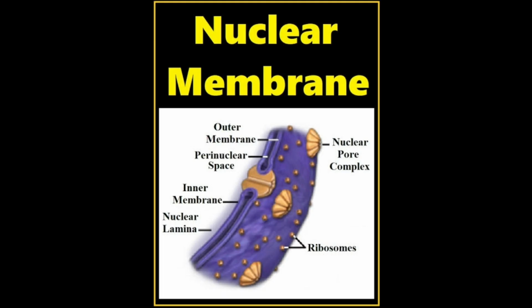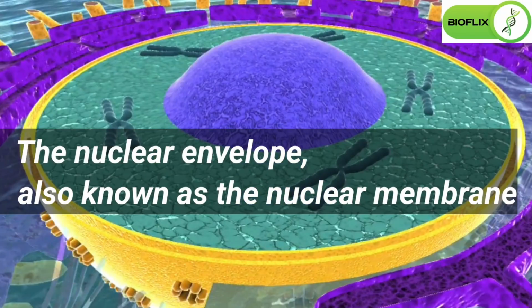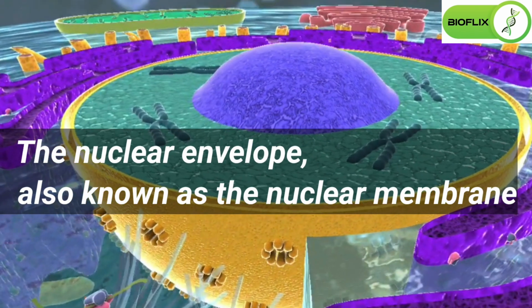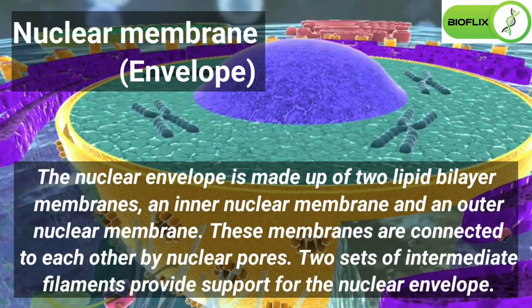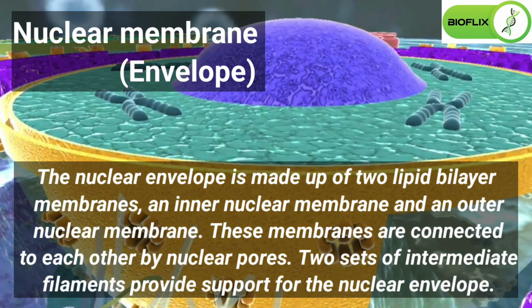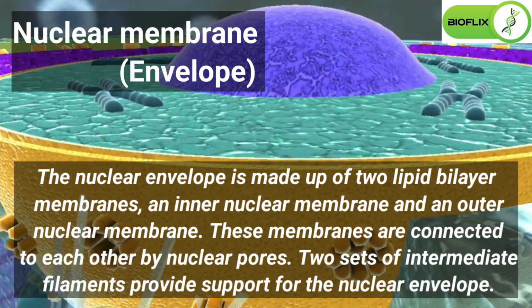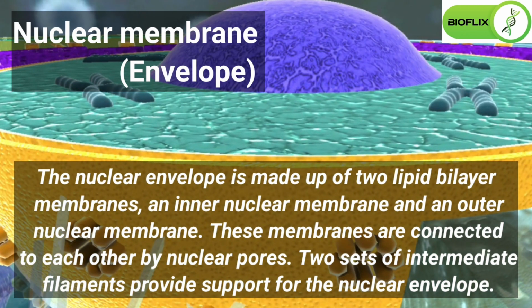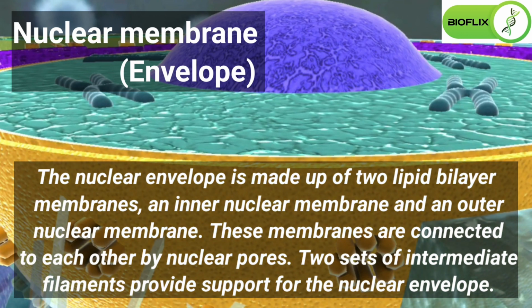In this video we will learn about the nuclear membrane. The nuclear envelope, also known as the nuclear membrane, is made up of two lipid bilayer membranes, an inner nuclear membrane and an outer nuclear membrane. These membranes are connected to each other by nuclear pores.